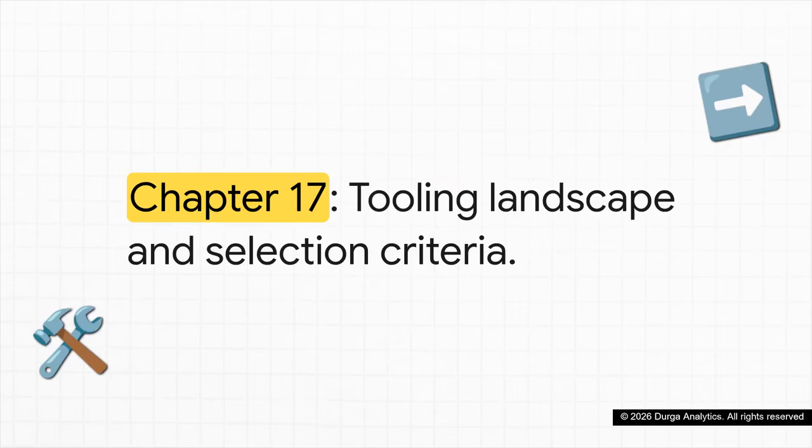And that, everyone, is the machinery of change. That wraps up Module 1, Chapter 16. Up next in Chapter 17, we're going to explore the tooling landscape and selection criteria, because tools should support, not replace, all this human machinery we just built.